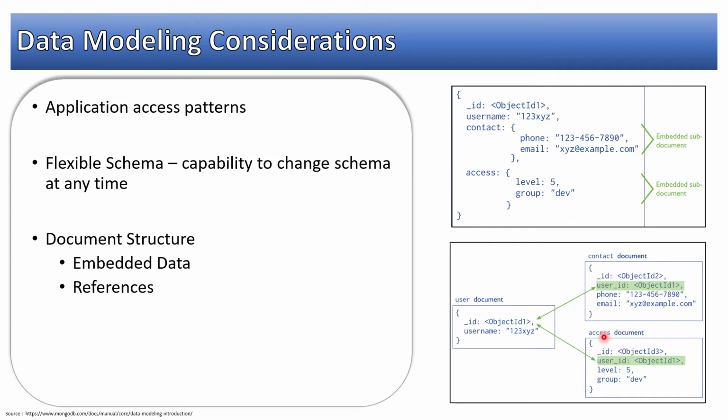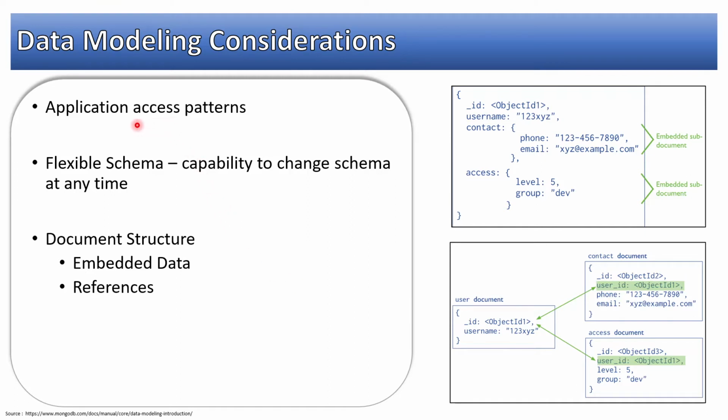And the same way the access document. So you can see that these are the three collections, but here we have only one collection. So these three are the biggest considerations while designing the schema in MongoDB. So please make sure that you understand all these things.